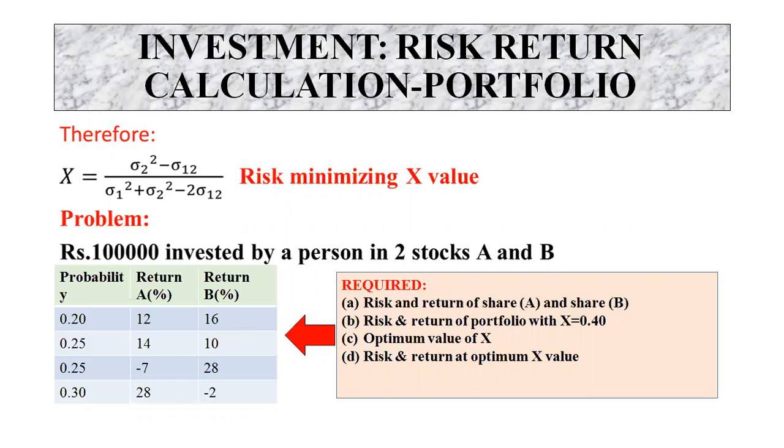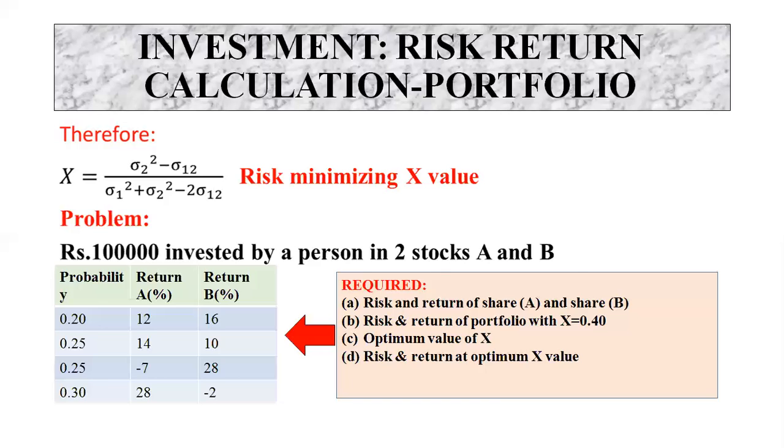The formula that we have developed is x is equal to sigma 2 square minus sigma 1 2 divided by sigma 1 square plus sigma 2 square minus 2 sigma 1 2. Now we are showing the application of this particular formula and we will show you how your results are improving. Here we have two securities A and B. Their returns are given. Also corresponding probabilities are given.